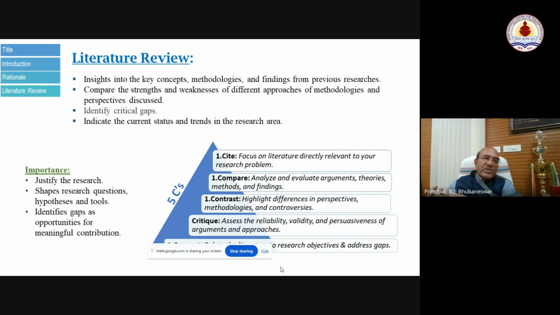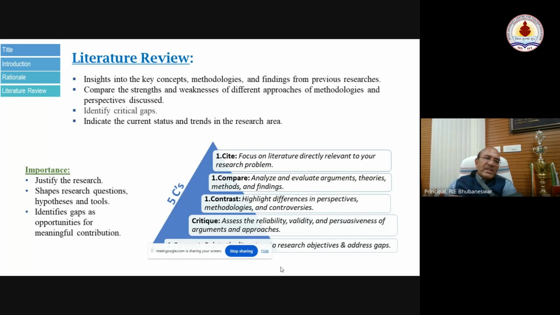So there are many theories. One researcher is using one theory in solving one problem. The other researcher is using another theory in solving the same problem. Then we can compare those different approaches and find out their pros, cons, merits, demerits, strengths and weaknesses, not only of methodologies but of the perspectives discussed also.